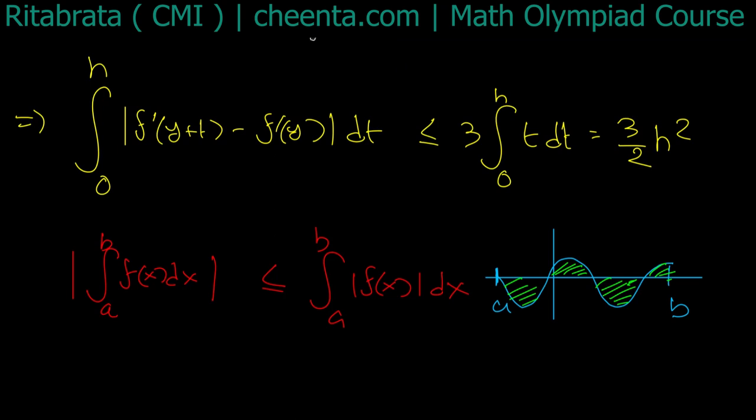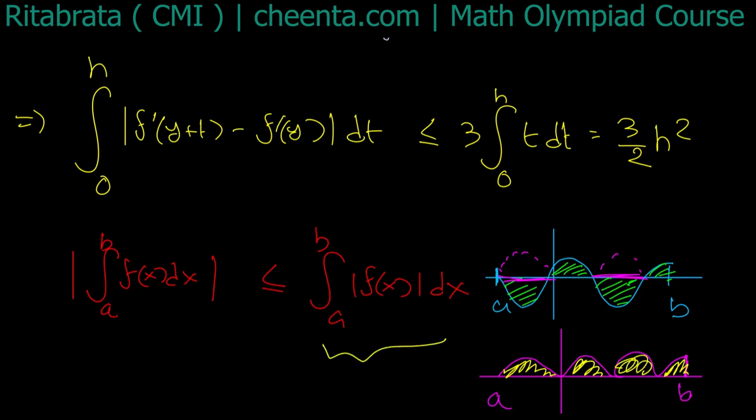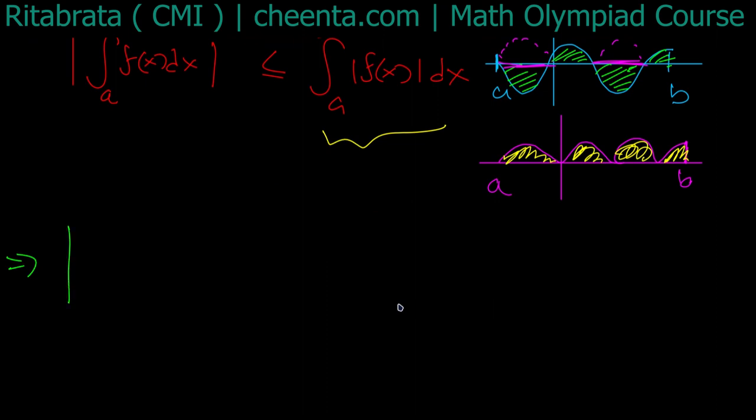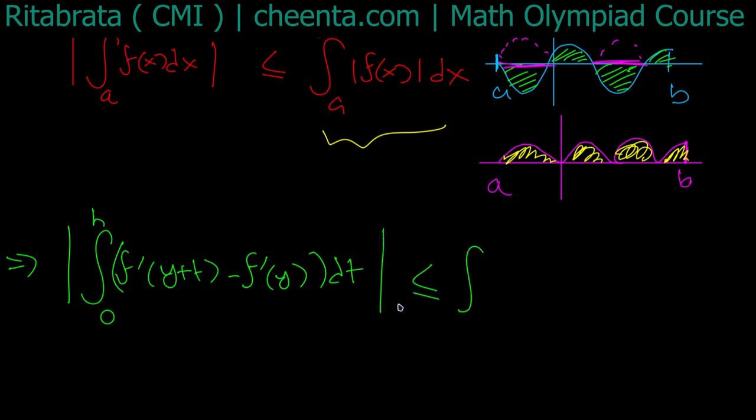But now when I take mod of f, what does the modulus do to a function? It reflects all the parts that are below the x-axis to above the x-axis. So the function looks somewhat like this. The part that was already above the x-axis remains, the positive part already remains, but the negative part becomes positive now. So whatever area we had, we have at least that much, but we get some more area, and that is positive. So this quantity is bigger. It is intuition, and you can prove it on your own. So using this, what can we say about the integral from 0 to h of f dash y plus t minus f dash of y dt? It is less than or equal to the integral of the modulus.